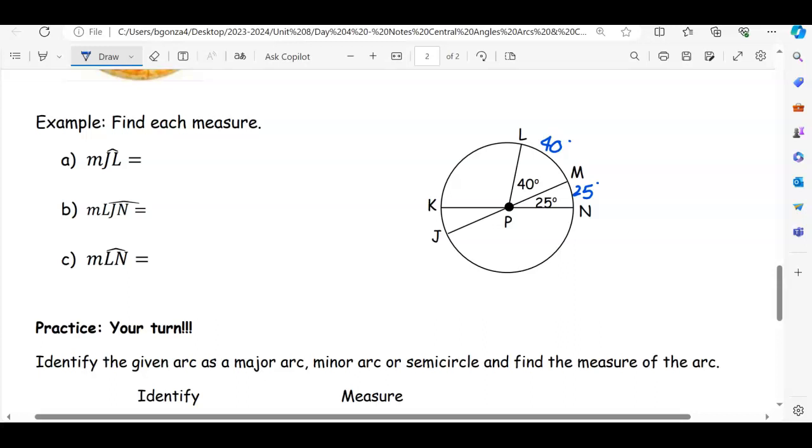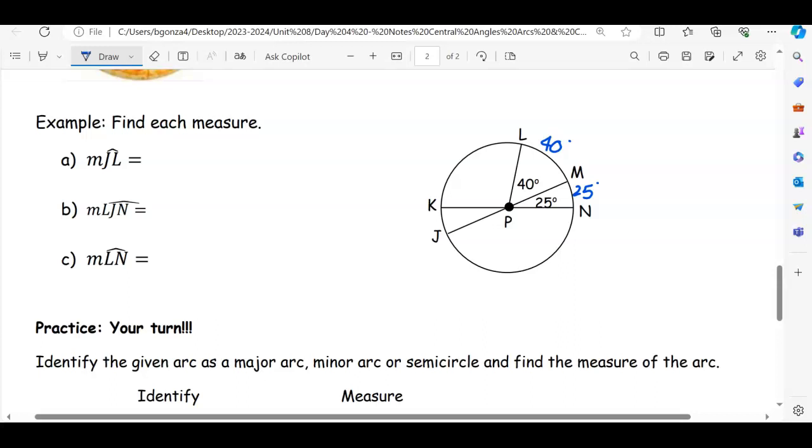All right, but here's the problem. Don't we have some missing arcs here, missing angles? I don't know what this big chunk is, or this big chunk, or this little piece, right? So here's what you got to do. So everyone hear me. You have to figure out the missing angles in the center first, okay?